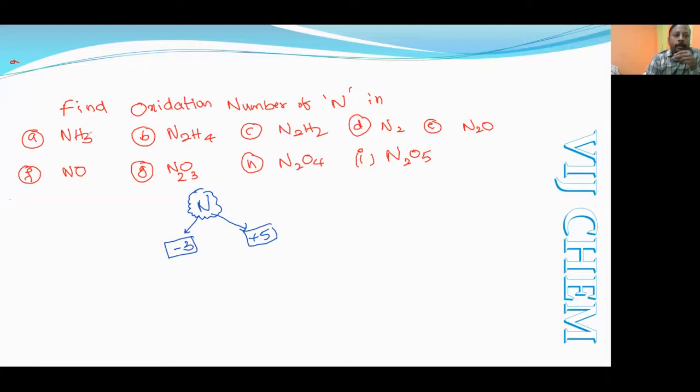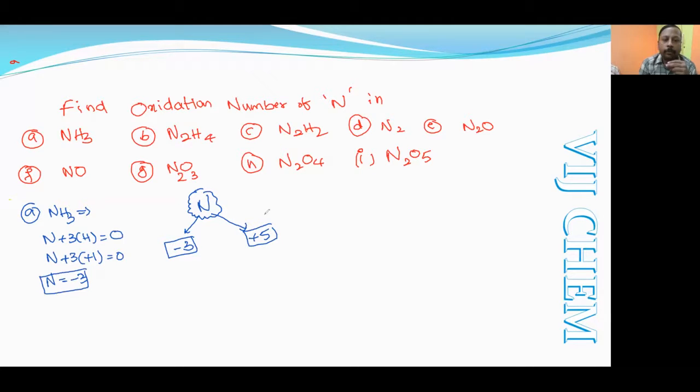So now I am writing the answers one by one with a fast explanation, because these are very simple questions, not exceptional cases. In NH3, it is a neutral molecule. N plus 3 into hydrogen is equal to 0. Nitrogen plus 3 into hydrogen, with a non-metal it will be +1, is equal to 0. So nitrogen will be -3. Okay, first answer, I think it is clear to all of you.